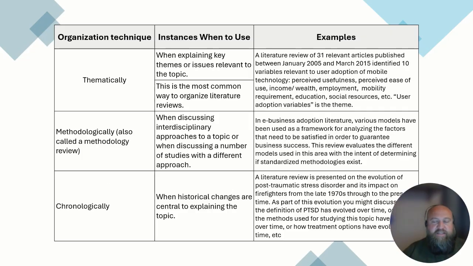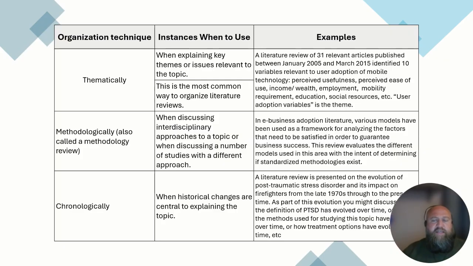As far as the body of the literature review and how you present the different topics, how it's organized, there's a couple different techniques you can use here, different kind of themes. The first one is you could present that information thematically. So this would oftentimes be done when you're trying to explain key themes or issues relevant to the topic. This is the most common way to organize a literature review. So what that means is you're doing paragraphs, right? Doing a little paragraph header on there, and you're looking at key components.